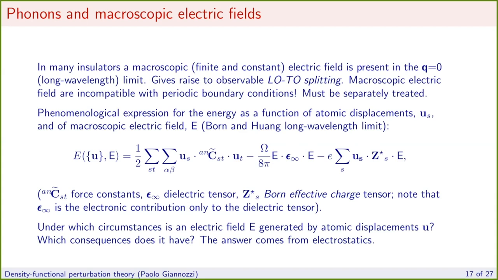So this is how it looks. There is a quadratic term that depends upon the matrix of force constants and upon the atomic displacements. Another term that is purely electrostatic, where epsilon infinity is the electronic response to an electric field. And there is a mixed term which contains the so-called Born effective charge tensor, which couples electric fields and atomic displacements.